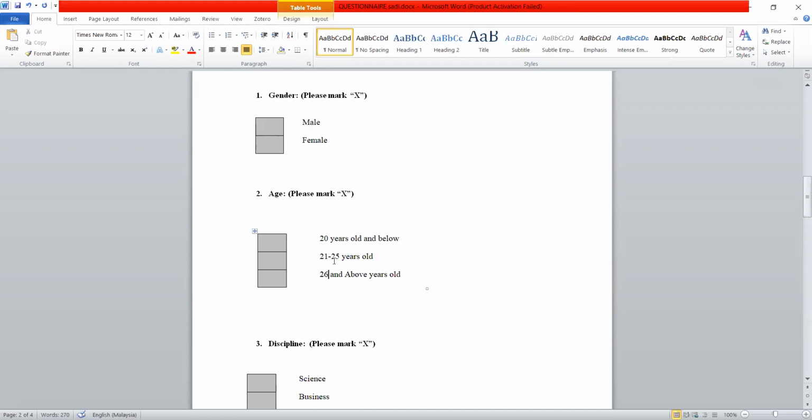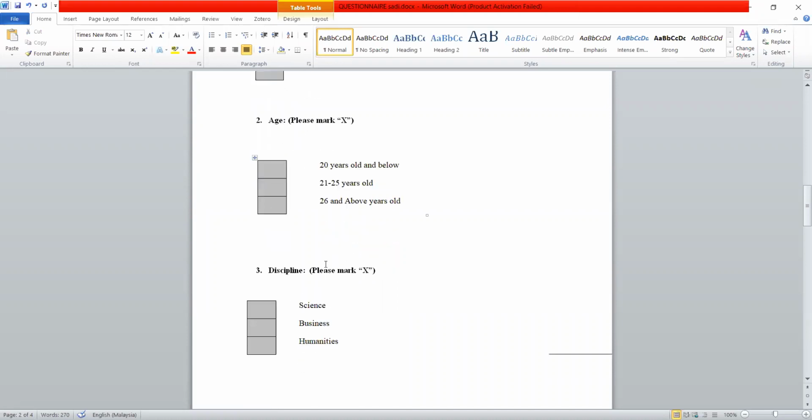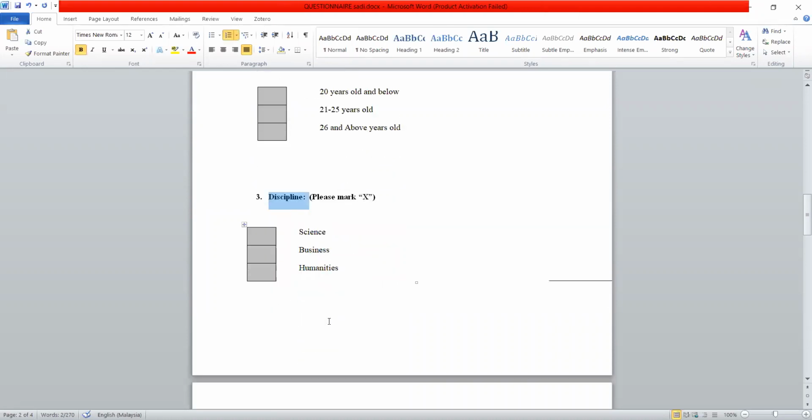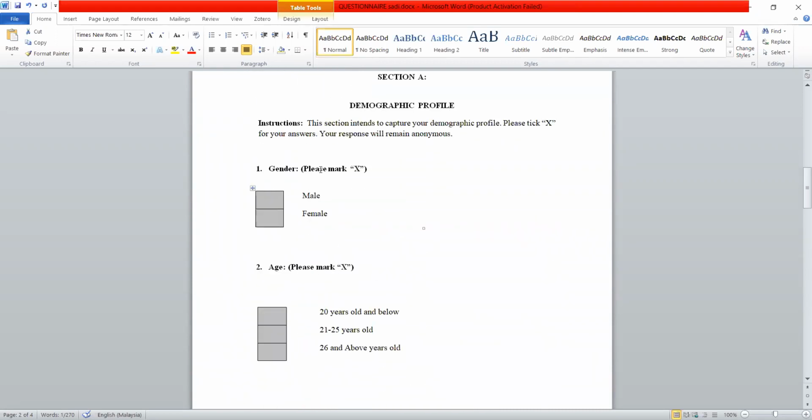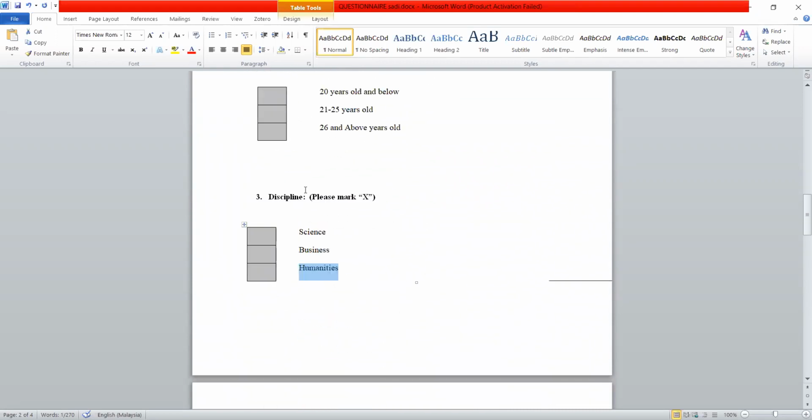Okay, so this is the age, the discipline. For students, is it science, business or humanities section, which discipline. So this is the basic demographic information. If the respondent is an employee, then you have to write down the level: is he a manager, senior manager, junior manager or employee. These are the information given. So this is the demographic questionnaire.